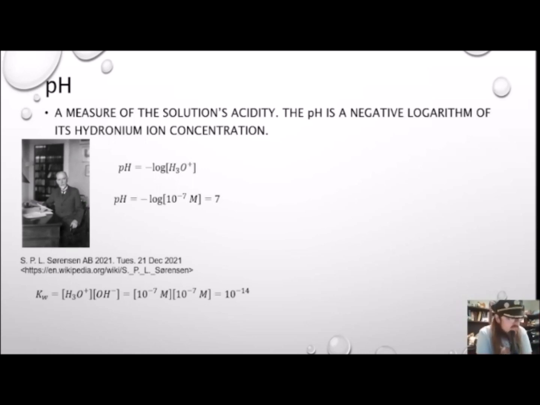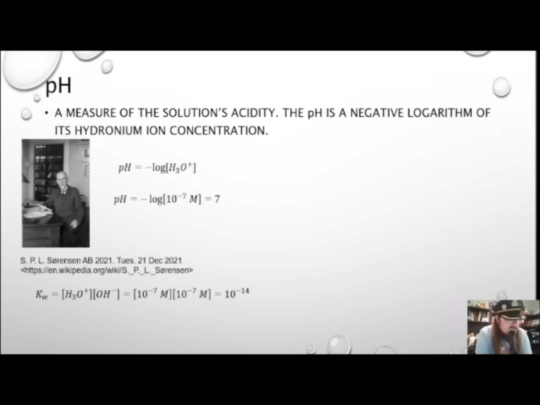Now, acids, by definition, will have a concentration of greater than 10 to the negative 7th molar, such as soda, which would be 10 to the negative 3rd molar. Bases will have a hydronium concentration of less than 10 to the negative 7th molar, such as milk of magnesia, which is 3.16 times 10 to the negative 11th molar. Due to the nature of the hydronium and hydroxide concentration from water, because it's amphoteric, we can actually measure the concentrations as a product of hydronium times hydroxide.